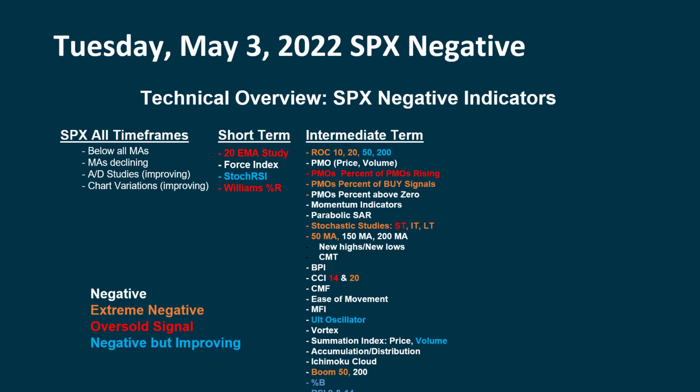And the accumulation distribution, the Ichimoku cloud, those continue to be negative. The boom indicator is extreme negative, where the 200 is declining. The percent B, and then I can't see that bottom one there. I hope there's not a lot left.